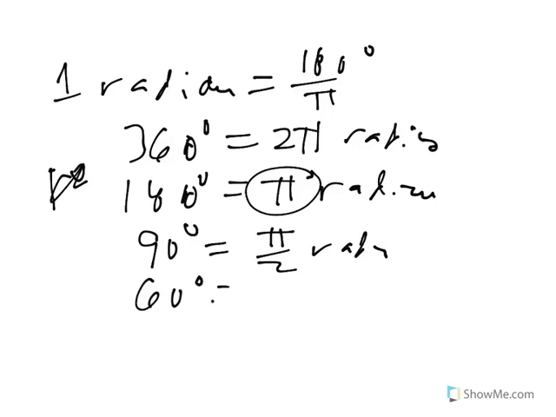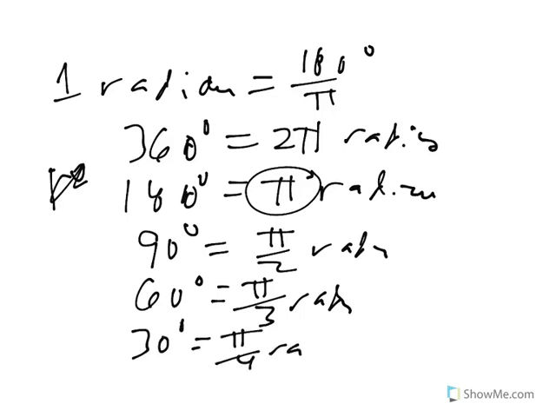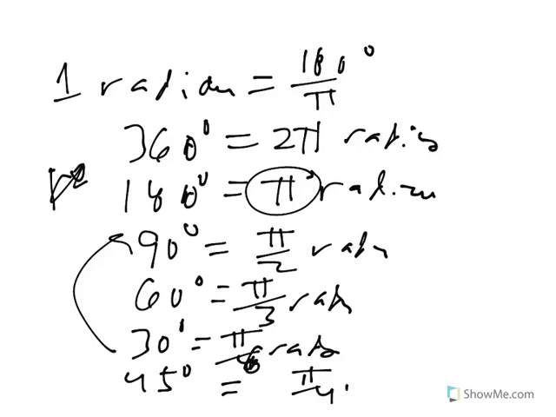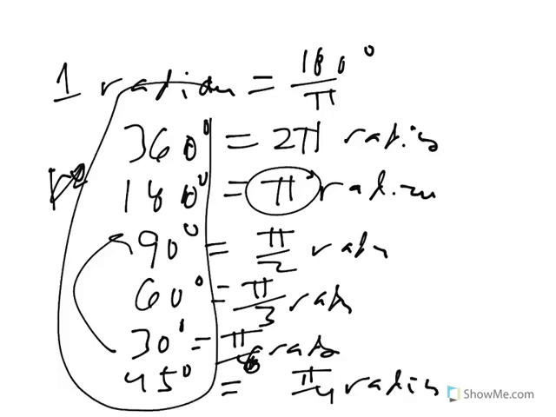And 60, which is a third of 180, is going to be pi over 3 radians. And 30, which is half of 60, is pi over 6. And 45, which is half of 90, is pi over 4 radians. So those are our basic ones, like multiples of 45 and 60, we can do that way.